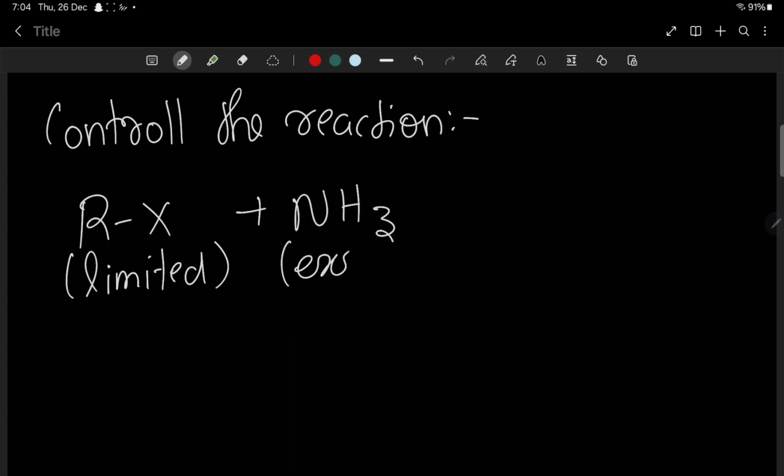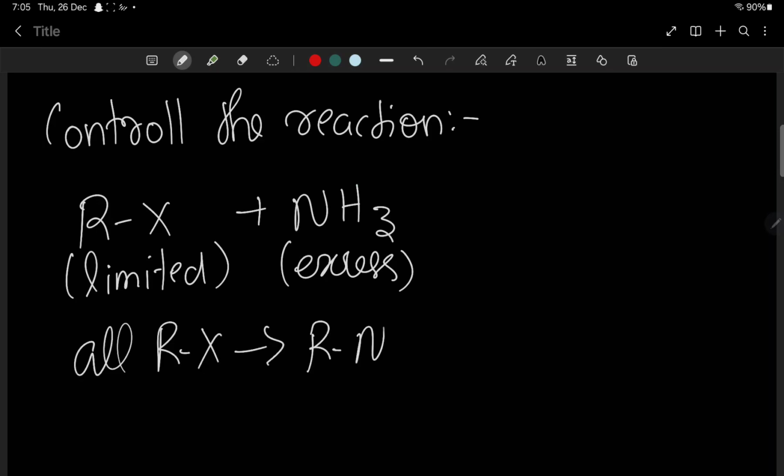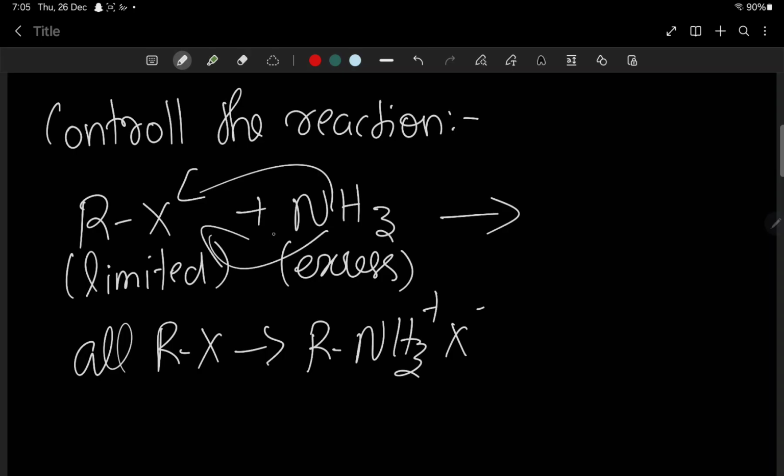So what happens is that all RX will change to RNH3 plus X minus, because NH3 is in excess. So NH3 is going to attack all the RX, and no RX is left in the medium. If RX is not left in the medium, we'll just get a primary amine and we'll stop there. No formation of secondary, tertiary, or quaternary ammonium salt.